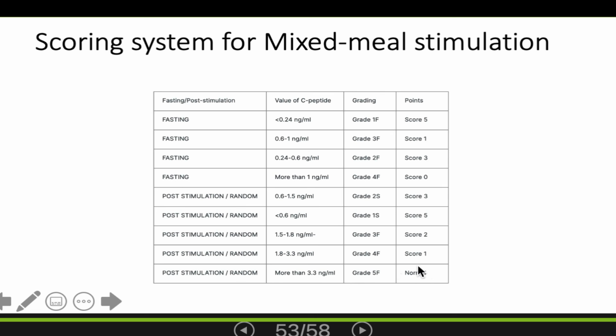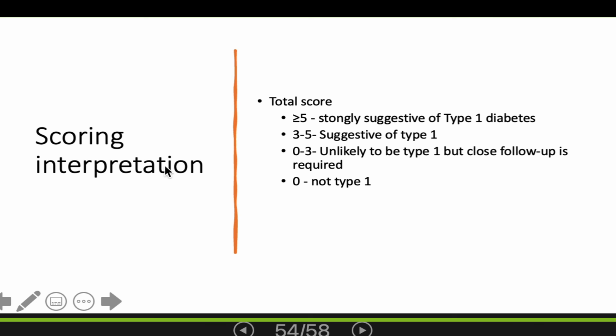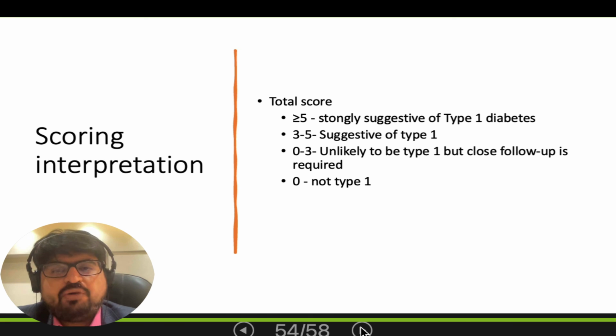If it's more than 3.3, it is considered to be normal, and we do not give any score, or a score of 0. So in terms of interpretation, you total the value between the fasting and the post-stimulation value, and if it's more than or equal to 5, it is strongly suggestive of type 1 diabetes. If it's between 3 and 5, it is suggestive of type 1 diabetes. If it's between 0 and 3, it is unlikely to be type 1, but these patients should be on close follow-up. In both these groups, you should have a low threshold for using insulin, especially for the group where you consider using basal bolus insulin. And if the value is 0, it is not type 1, it is more likely to be type 2 or any other form of diabetes.